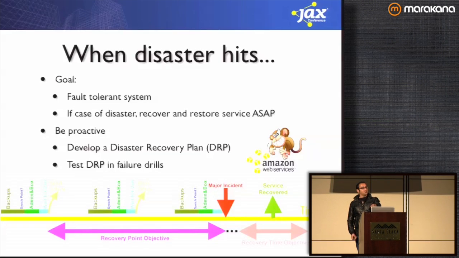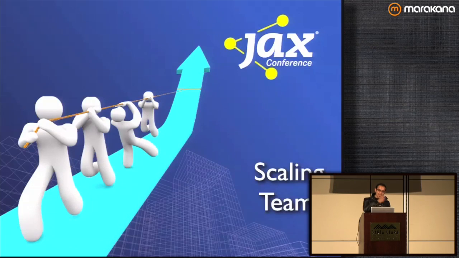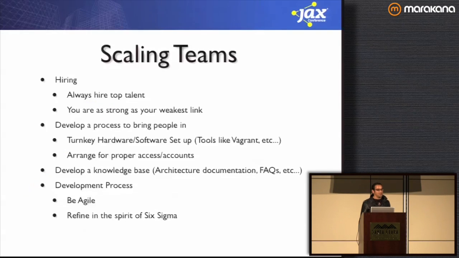That is Chaos Monkey from Netflix. Check it out, it's pretty interesting if you're running on AWS. Scalability also is the ability to scale your team. In your hiring, make sure that you hire the best people. This is all stuff that everybody knows, but you are only as strong as your weakest link.